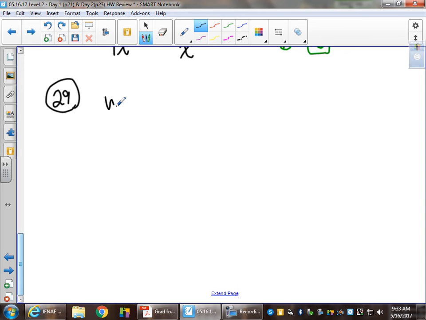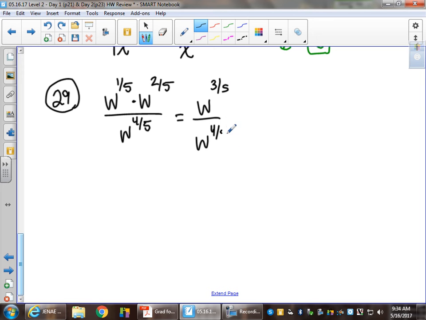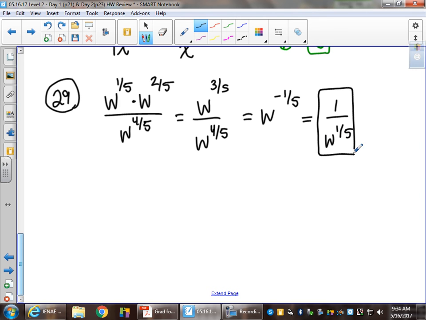29: w to the 1/5 times w to the 2/5 divided by w to the 4/5. What are we going to do first? Multiplying, what do you do with the powers? Add. It's going to be 3/5 because I have a common denominator. And now what do I do? Subtract, and I get w to the negative 1/5. Oops. Yeah, so you put a 1 on top of the placeholder and then put it in the denominator.